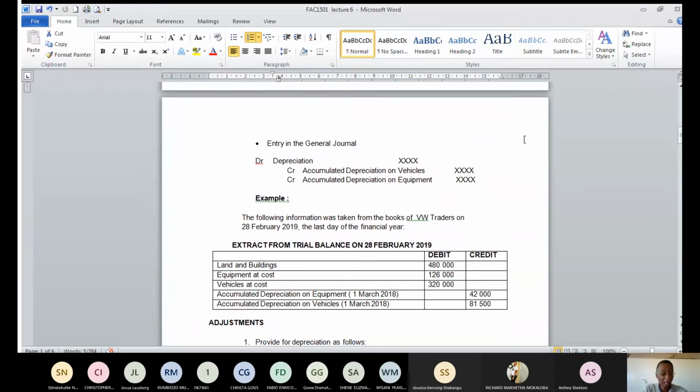How do we record the depreciation now in the books of the business? We record the depreciation in the books of the business by debiting the depreciation account, and you credit your account accumulated depreciation on vehicles or accumulated depreciation on equipment.